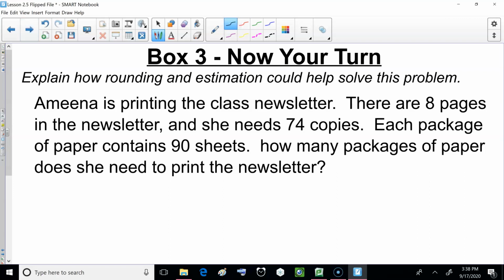Let me fix my error. Yes, make sure you capitalize the start of sentences. There we go. How many packages of paper does she need to print the newsletter?